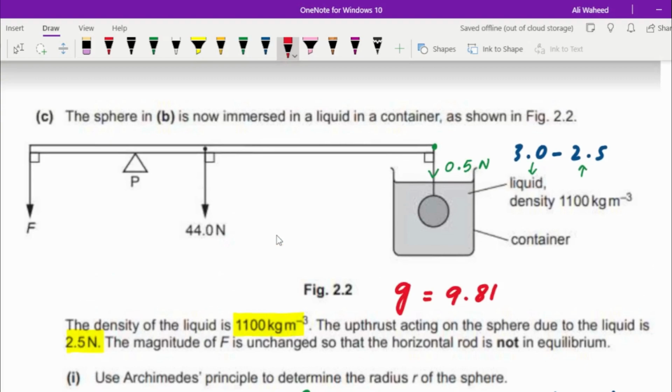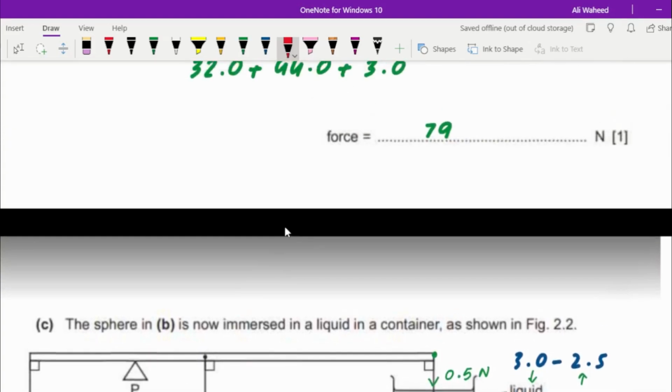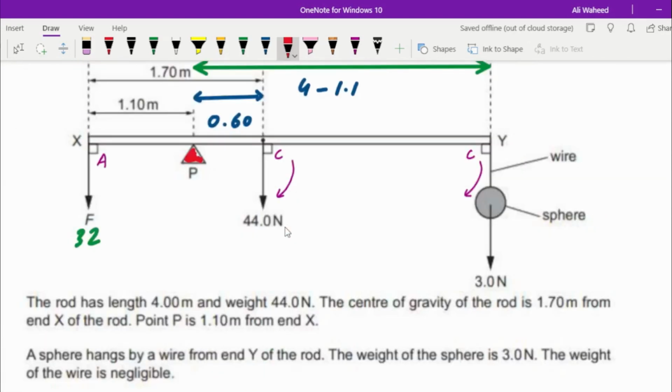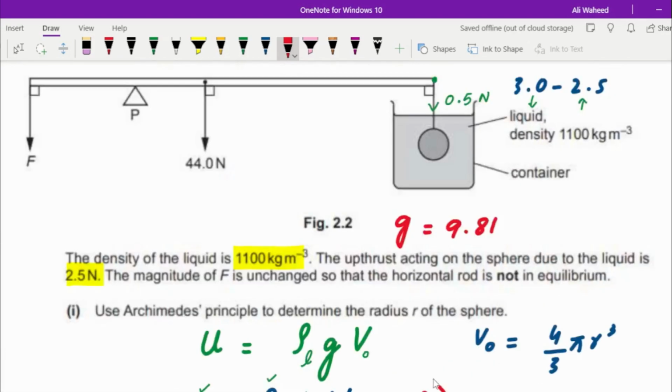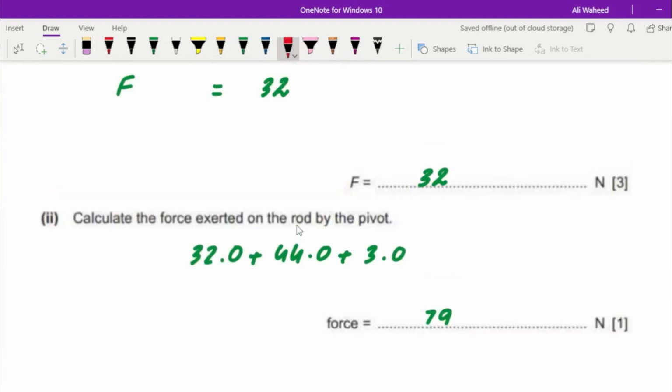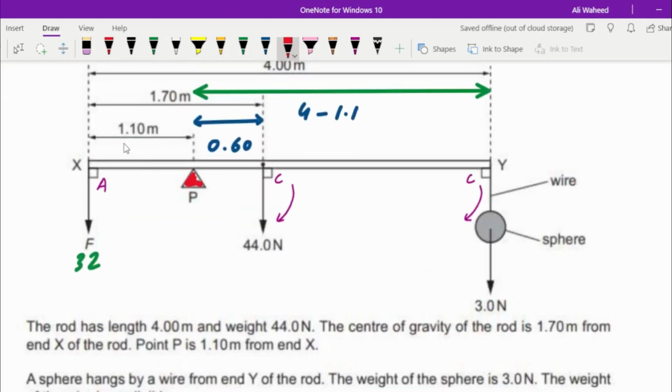Let us apply the principle of moment now. Everything else would remain the same, just the last force would change from 3.0 to 0.5. We do have the value of F as well, which is 32. This force we calculated already. And what is the perpendicular distance of this force from the pivot? It was given in the previous diagram, 1.10. This one.